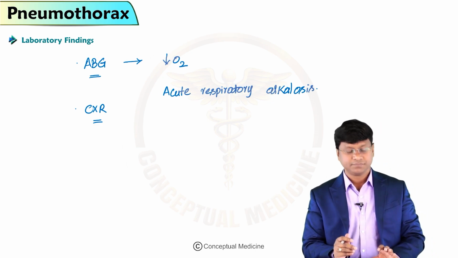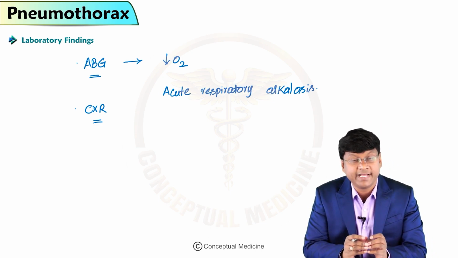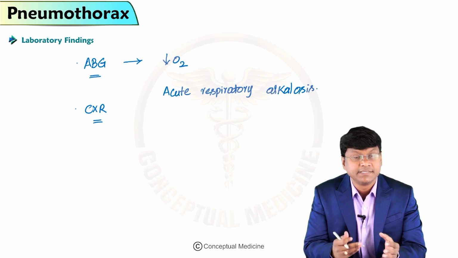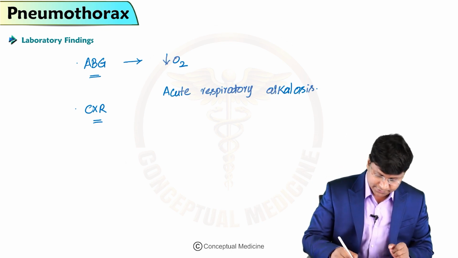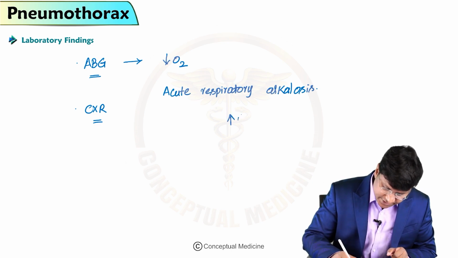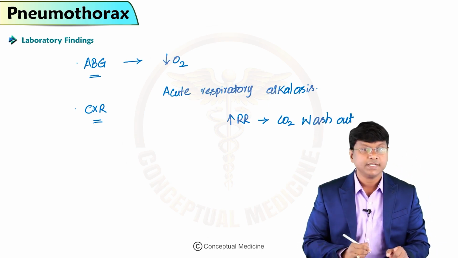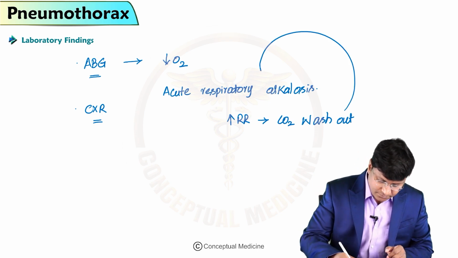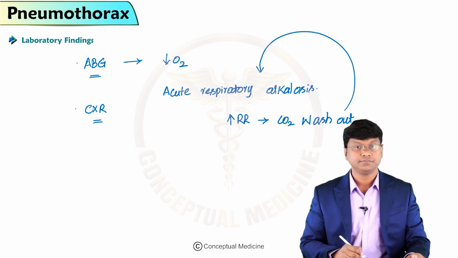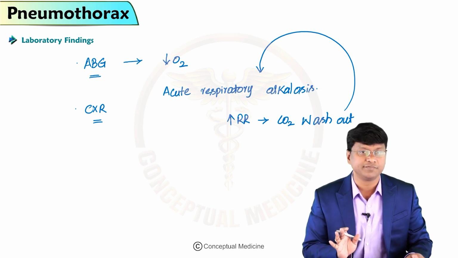That is because these individuals with pneumothorax have tachypnea. There is an increase in the respiratory rate. There will be carbon dioxide washout, right? Because of the increase in the respiratory rate, there will be carbon dioxide washout, and because of this, the individual will develop respiratory alkalosis, right? And that is what is seen in most of the patients.